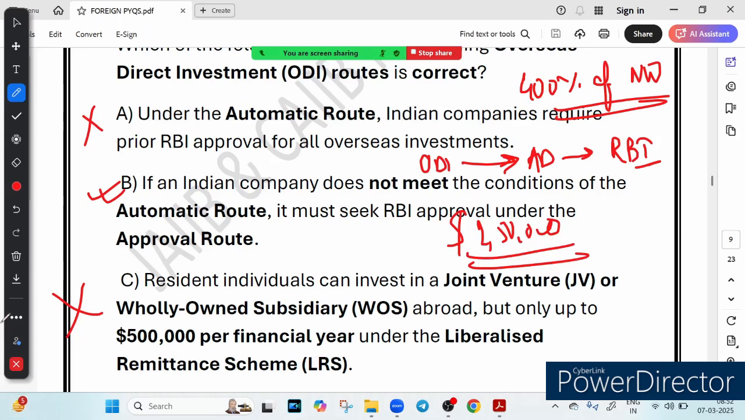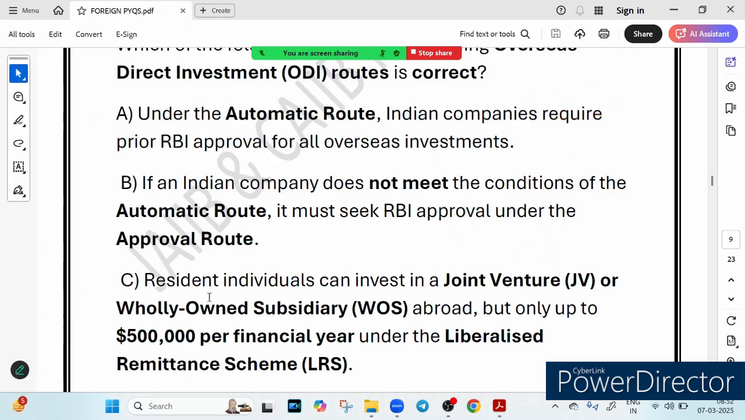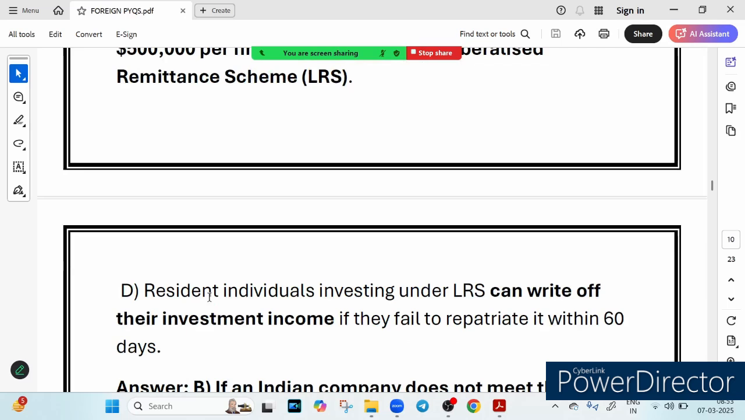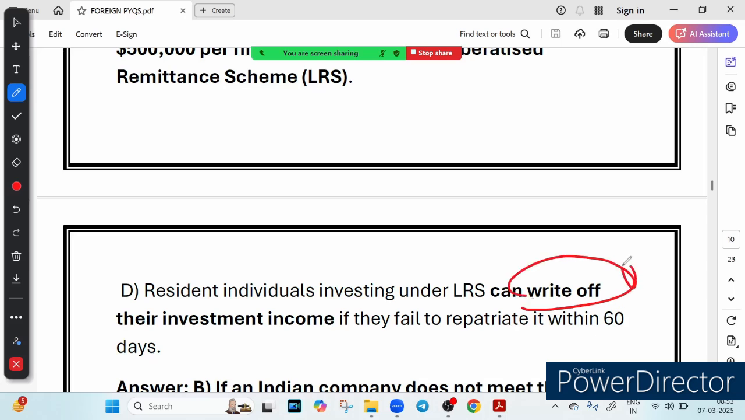Okay, and let's go through option D. What does it suggest? Option D claims that a resident individual can write off their investment income if they fail to repatriate it within 60 days. This is false, because FEMA guidelines require the individual to repatriate income earned from investment within 60 days, and no write off is allowed. Write off cannot be done, right? So this write off word is wrong. FEMA guidelines require the individual to repatriate income earned from investment within 60 days. So the correct answer is option B.